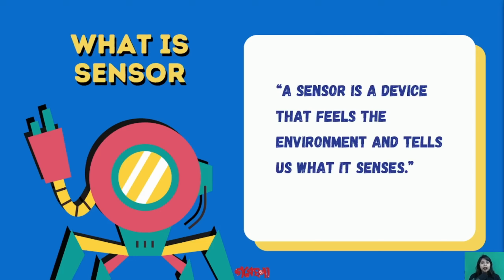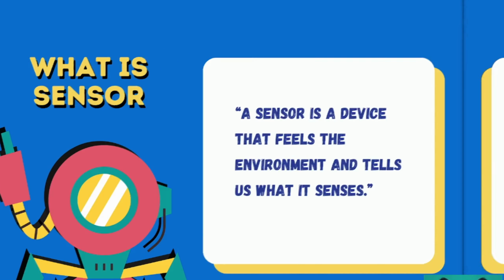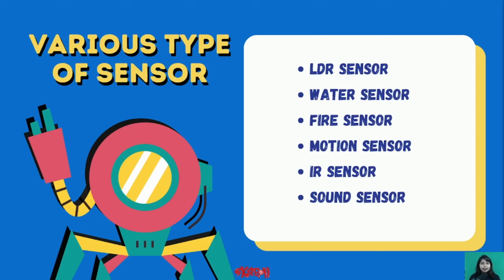What is a sensor? A sensor is a device that takes information from the environment. For example, it can detect light, temperature, sound, or moving objects. The sensor tells the circuit that something has happened here. This helps the circuit start working at the right time. Let's learn some sensor names: LDR sensor, water sensor, fire sensor, motion sensor, IR sensor, and sound sensor.